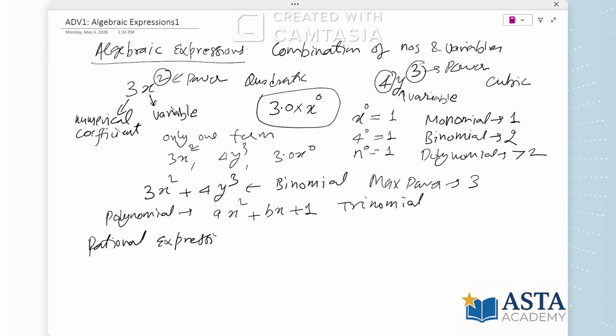Then we can have what are called rational expressions. What are rational expressions? Well, we are familiar with rational numbers like 2 by 3. So when we have an expression which has a numerator and a denominator, an expression on top and an expression at the bottom, that is called a rational expression. Examples could be x minus 1 divided by x plus 1 or something like this.